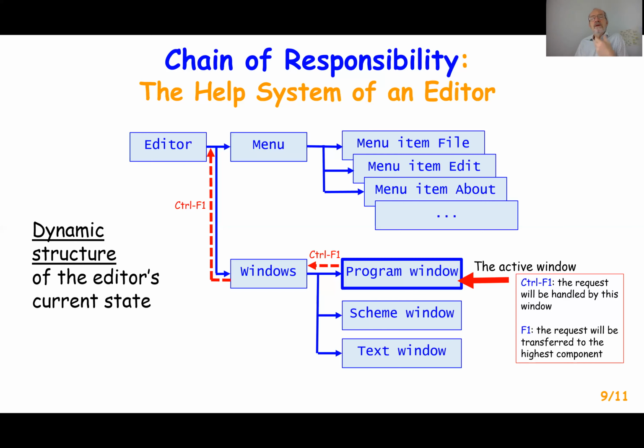Therefore, it transfers the request to the upper component, editor on my picture, which is responsible for giving the response. And the editor provides the user with the explanation, displaying a window with the help information, or outputting some information on the status bar, or in some other way. So this is the idea. Again, the idea of how the chain of responsibility pattern works.